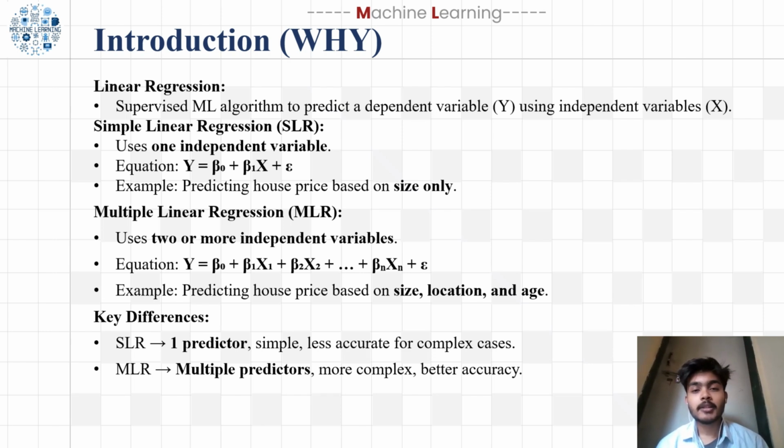In simple linear regression, we only use one independent variable. For example, predicting a house price just based on size. And in multiple linear regression, we use two or more independent variables. For example, predicting house price based on size, location, and age.